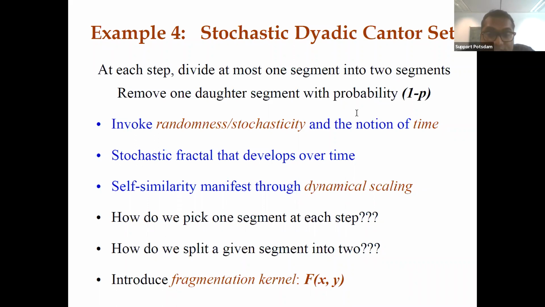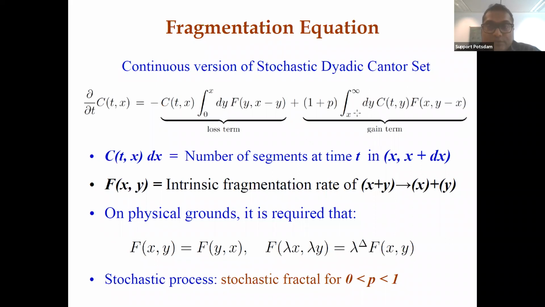So as I already mentioned, we have randomness about how we pick the one segment that we are going to split at a given time, or how we split a given segment into two. These questions are captured by a quantity called the fragmentation kernel, big F. The fragmentation kernel incorporates the answer to this, the randomness that we are going to introduce.